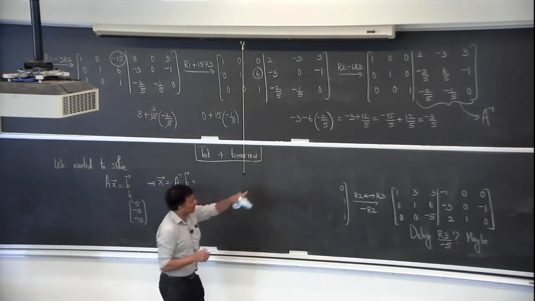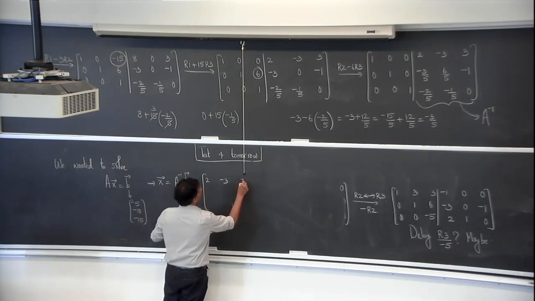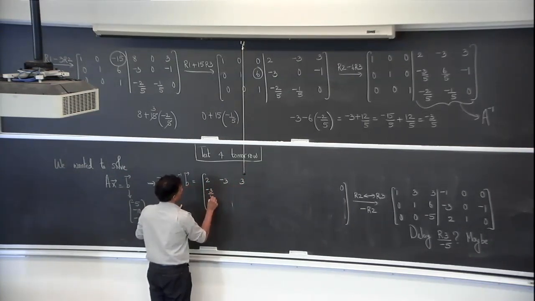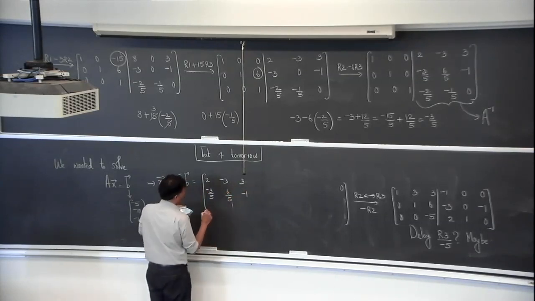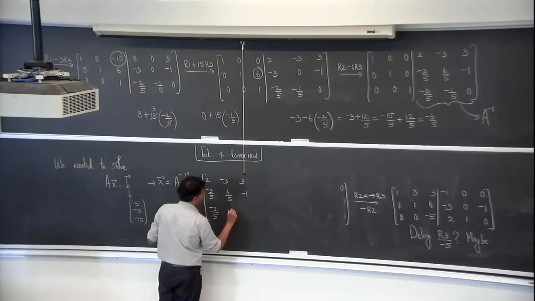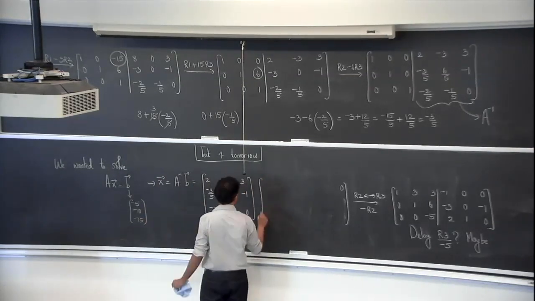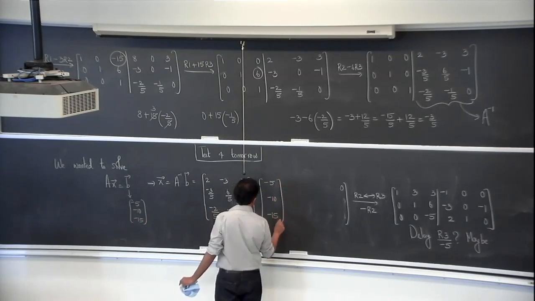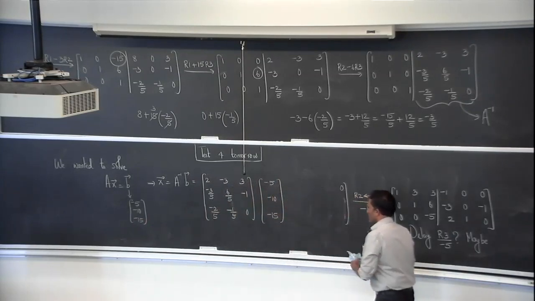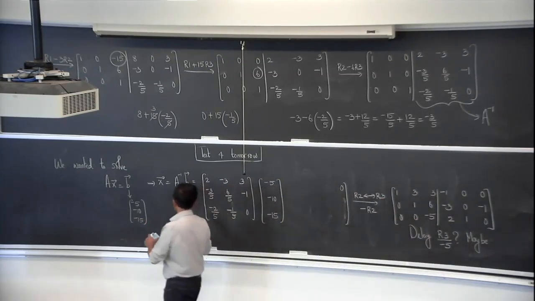And A inverse is that matrix which you have to copy carefully. 2, -3, 3, -3/5, 6/5, -1, and -2/5, -1/5, 0 times the vector -5, -10, -15. Please make sure that you write it in this particular order, not the other way. Okay, it's wrong to write it as B times A inverse.